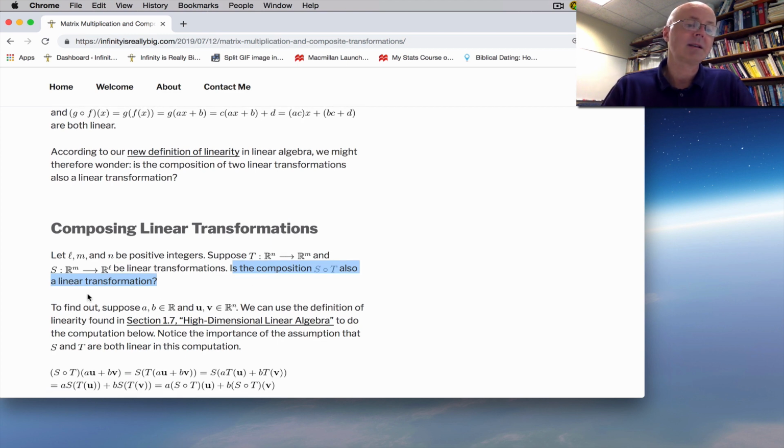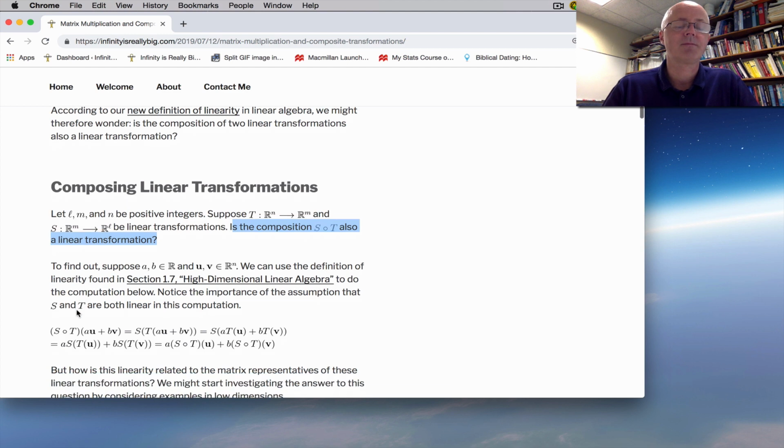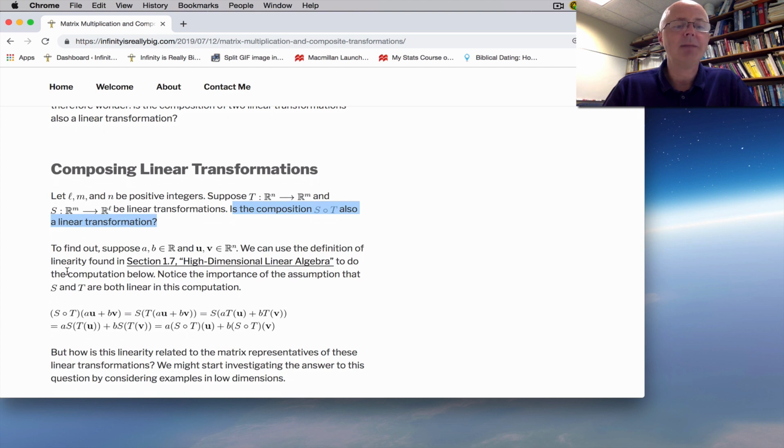Is it linear? Is it a linear transformation? Is it operation preserving? Here's the key calculation here. a and b are real numbers, scalars. u and v are vectors. I want to see, is the function applied to a linear combination, au plus bv in this case, equal to the corresponding linear combination of the function applied to the vectors? That's kind of a mouthful. The function S circle T of au plus bv, does it equal a times S circle T of u plus b times S circle T of v? It does, and this calculation confirms it.